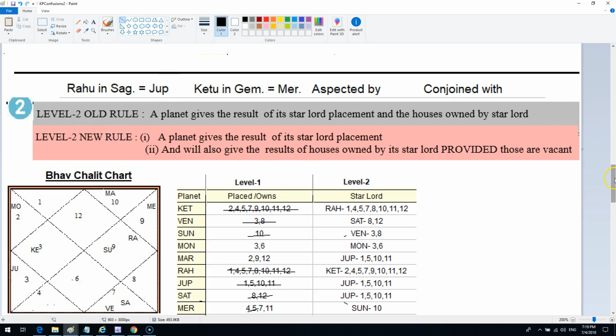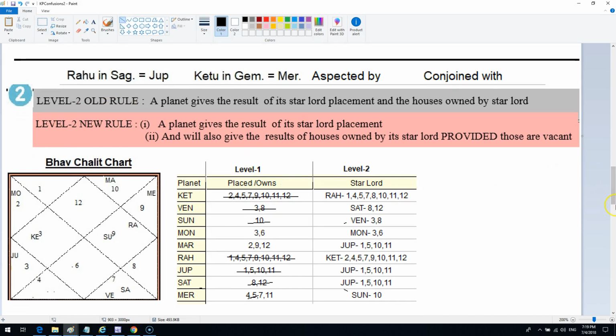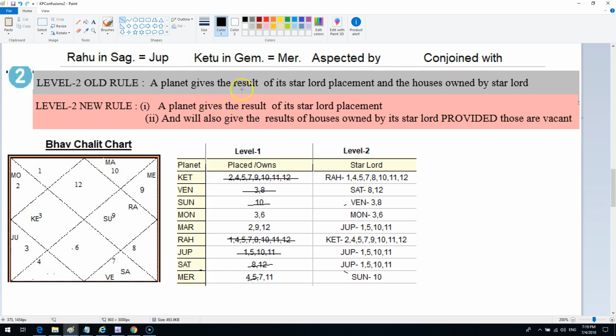Now the old rule for level 2 was a planet will give the result of its star lord placement and the house is owned by the star lord. Or in other words, Venus will give the result of its star lord placement. So what is the Venus star? Saturn. What is Saturn's placement? 8th house. So Venus will give the result of the 8th house by virtue of being in Saturn star. And the house is owned by the star lord.